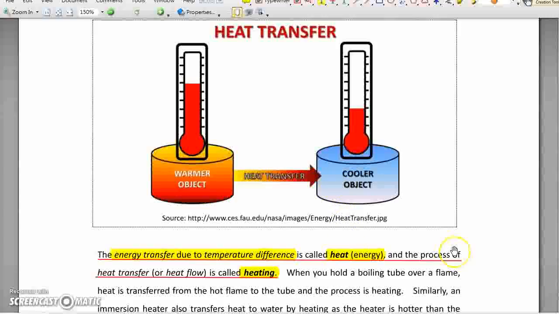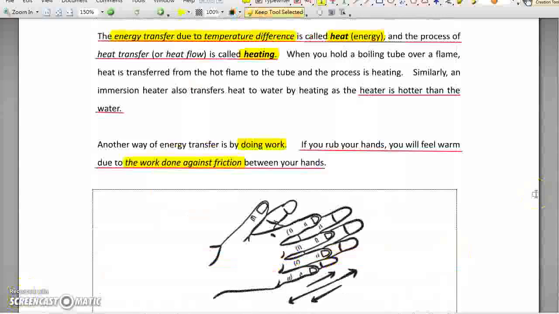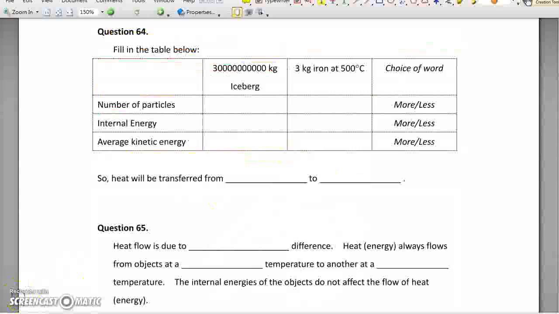And the process, heating. There are two common methods in physics for heat transfer. One is by heating, such as using an immersion heater. The other is by doing work, which makes use of the work done against friction, such as when you rub your hands. Do these questions after the video.